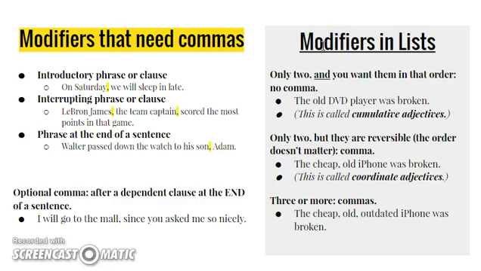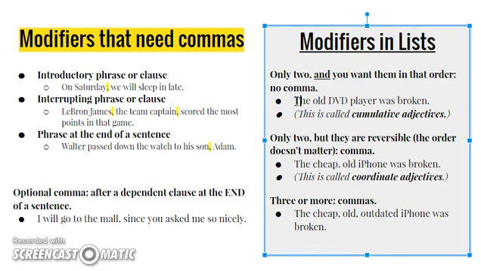Now, modifiers can also impact commas in lists. For example, if you've got only 2 adjectives and you want them in a certain order, you don't have to put a comma. This sentence right here is correct. The old DVD player was broken. Now, technically, old and DVD are both adjectives right now. Because which type of player? The DVD player. Which DVD player? The old one. Not only are these both adjectives or modifiers, but I want them in this order.